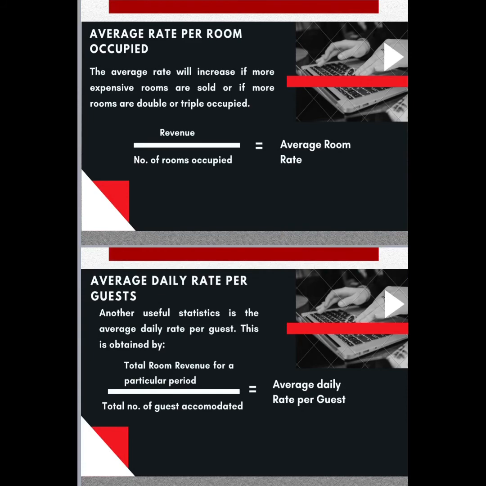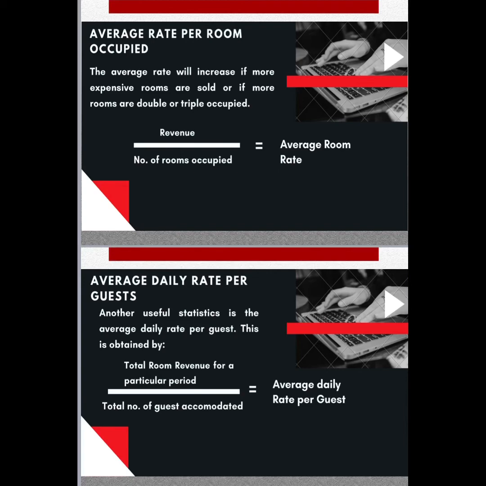The next one is the average rate per room occupied. Isa rin ito sa mga ginagamit upang malaman kung nalulugi na ba or kumikita pa ang isang hotel. Dito sa average rate per room occupied, the average rate will increase if more expensive rooms are sold or if more double or triple rooms were being occupied by guests. So, pwede rin gamitin dito yung x over y equals n.